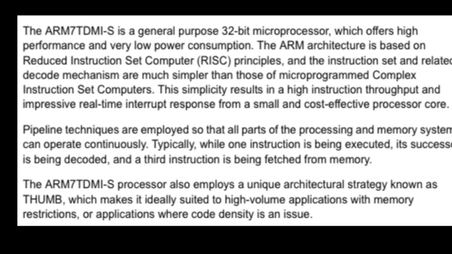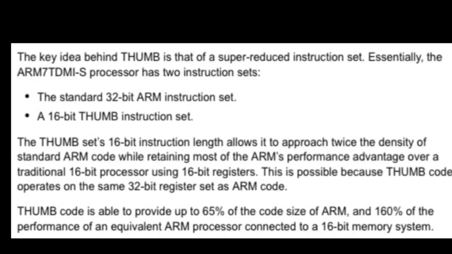Also, it uses a Thumb architectural strategy that is suited for high volume applications with memory restrictions, or in applications where code density is a problem. Various applications could be industrial control, medical systems, access control, communication gateways, embedded soft modems and general purpose applications. The ARM7 TDMI has two instruction sets, the standard 32-bit instruction set and a 16-bit Thumb instruction set.